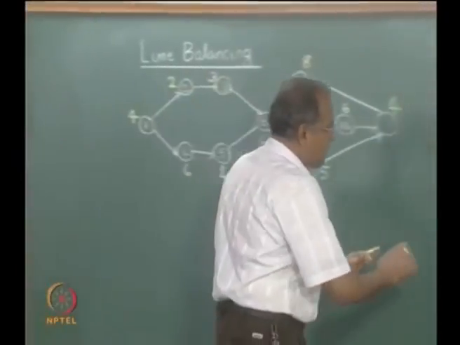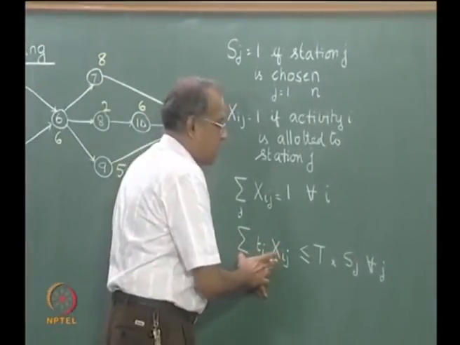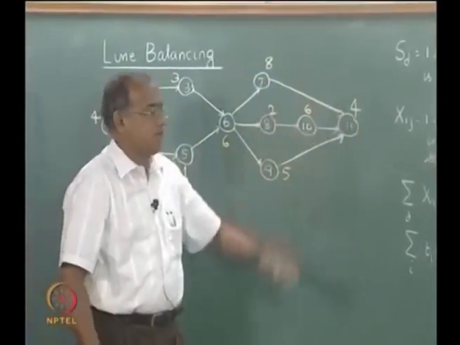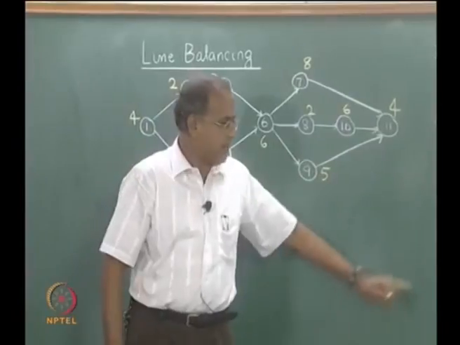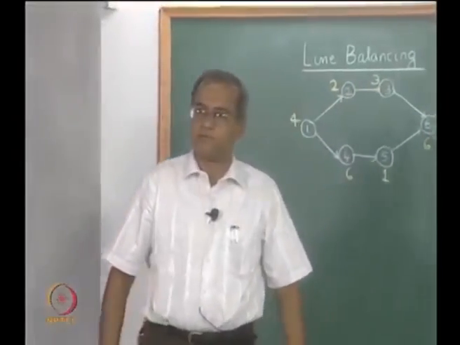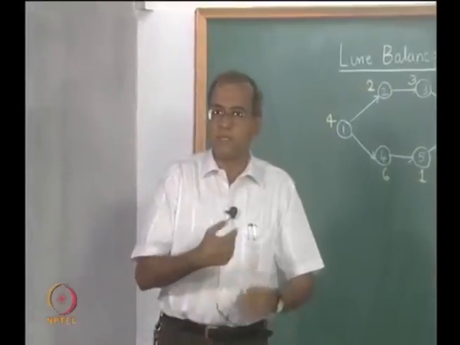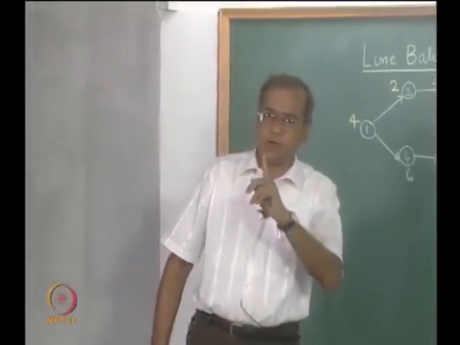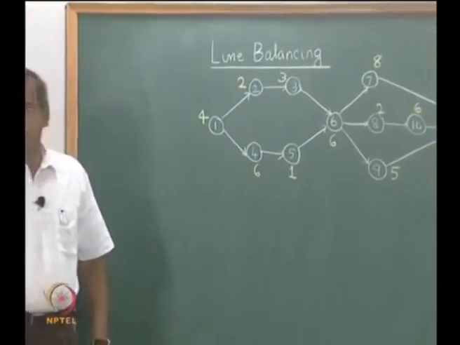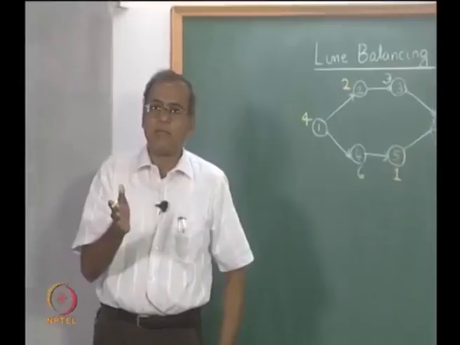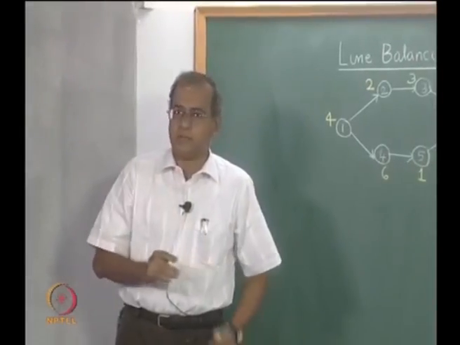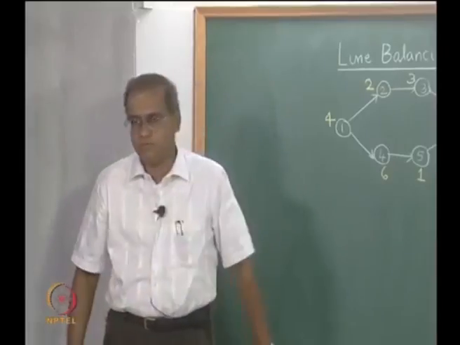This constraint also helps us in linking the xij variables with the sj variable. We still have not come to the objective function, we will do that. Right now this links the xij variable with the sj variable. Then we have the precedence constraint. So let us take one precedence which is say 1 and 2. Activity 2 can be assigned only after activity 1 is assigned, it means 1 precedes 2.